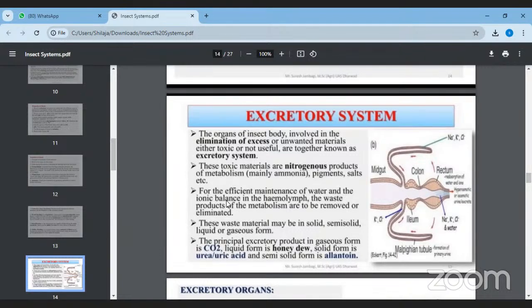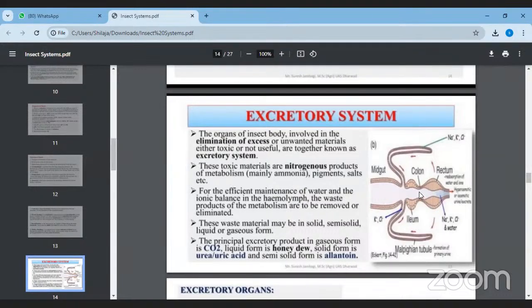Ma'am, what is allantoin? Allantoin means, the composition you are asking, no? Ammonia. Yes, ammonia. Okay.